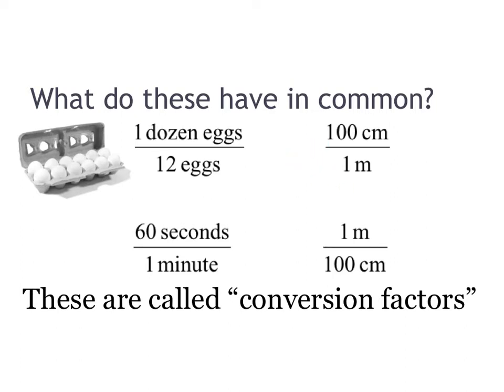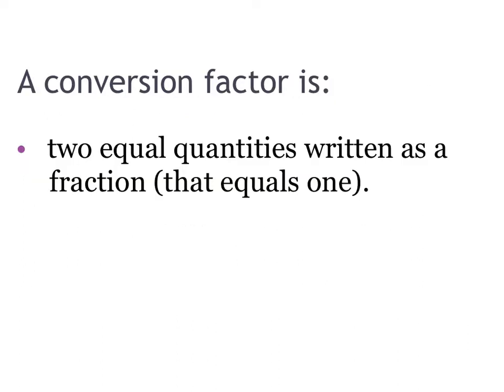And when you have two numbers that are equivalent to each other, it doesn't really matter the units. These are called conversion factors, and they allow us to convert from one unit to another unit. So the definition of a conversion factor is two equal quantities written as a fraction that equals 1. We just saw a couple conversion factors on the previous slide.